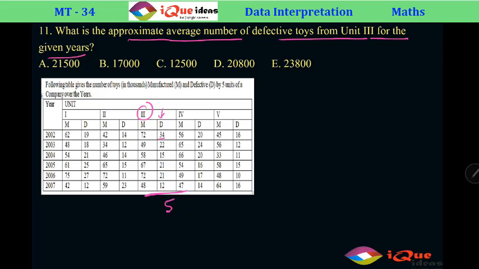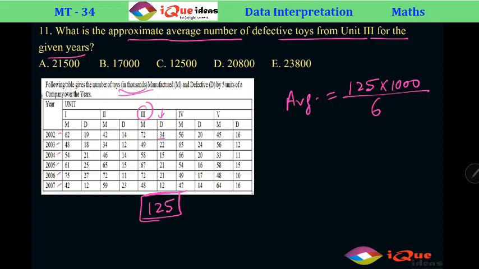So 5 here, right? 4 and 2, 6 and 5, 11, 12, 13, 15, 5, 1 carry. 3 and 1, 4. 4 and 2, 6, 6 and 1, 7, 7 and 2, 9 and 2, 11 and 1, 12, right? So this is 125 is the total value. So the required average value will be 125, and this is in thousands. So 125 into 1000 divided by how many years? 1, 2, 3, 4, 5, 6.